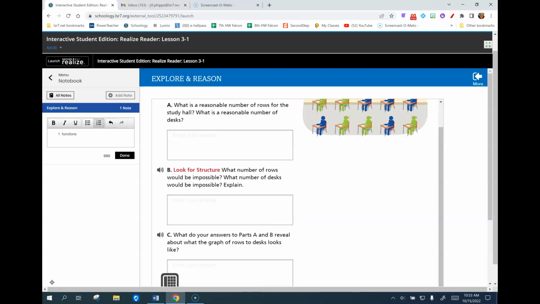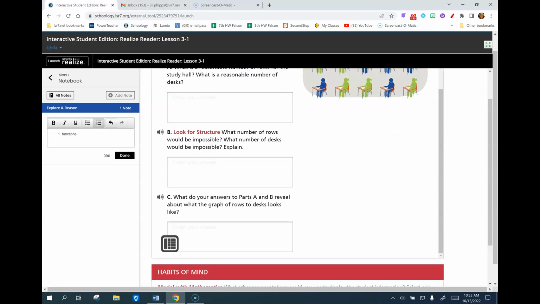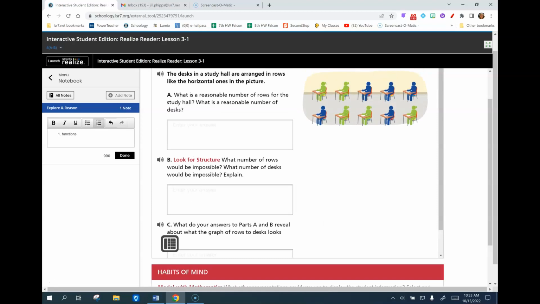Okay. So, what do your answers to parts A and B reveal about what your graphs of rows and desks look like? So, for instance, if I have 10 desks, for A, hopefully you've already answered it. I could have 5 rows of 5 desks and 2 rows. I could have 5 rows and 2 desks in each. I could even do like 4 in one and 6 in the other. Those are possible. What's impossible?